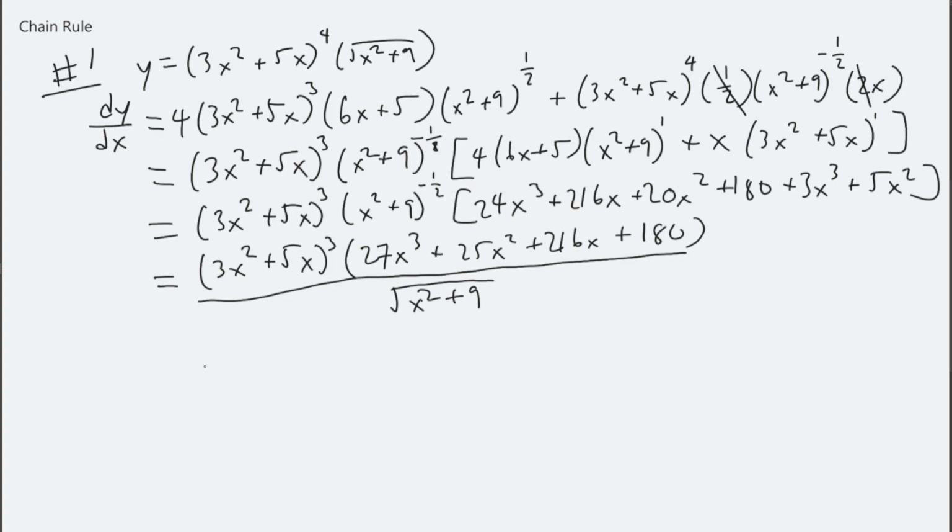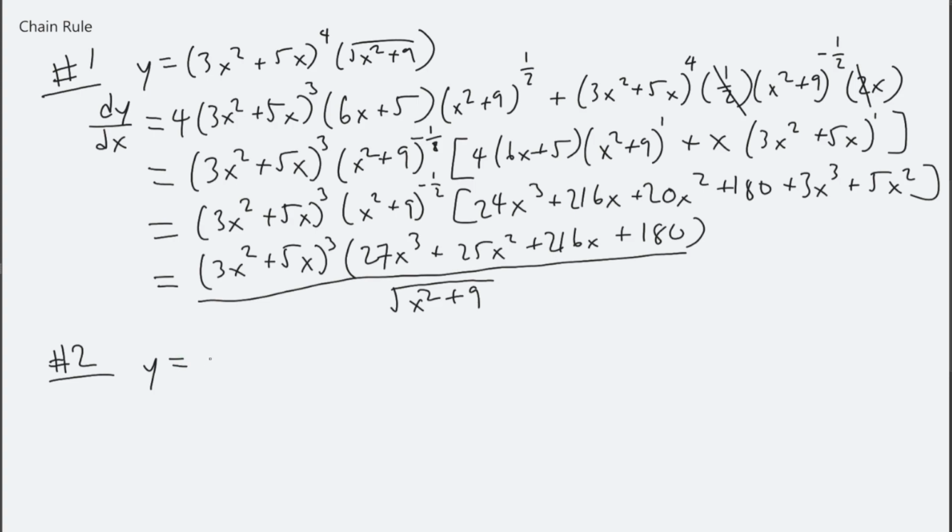So if that was a little bit hard to follow along, just remember, guys, that we have to take the derivative of the outer function and then the derivative of the inner function. Let's just do another example so you guys can follow a little bit better. This one won't be as long, I promise.